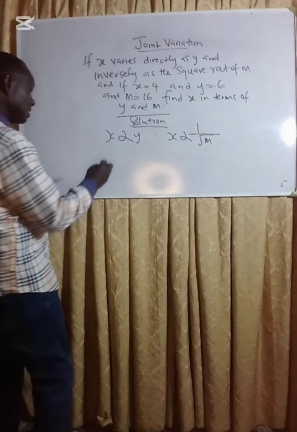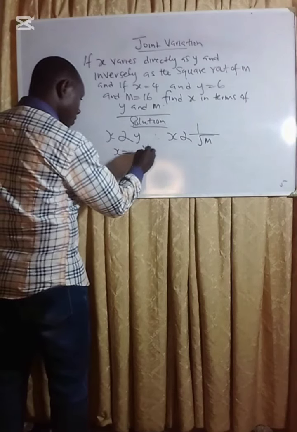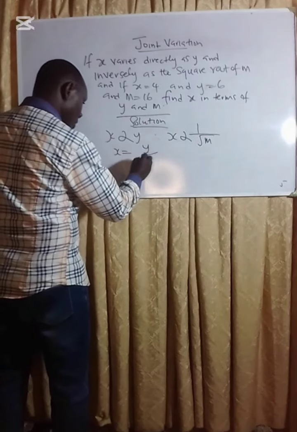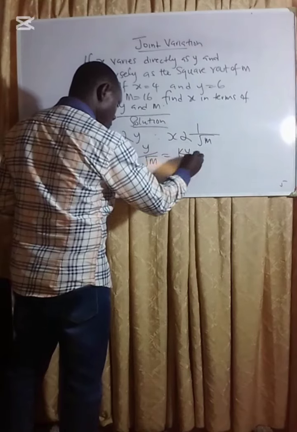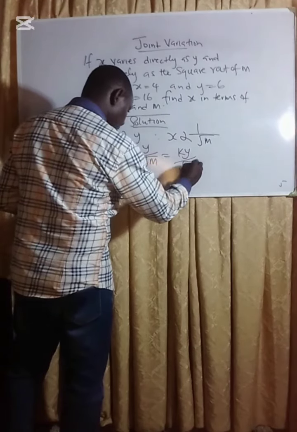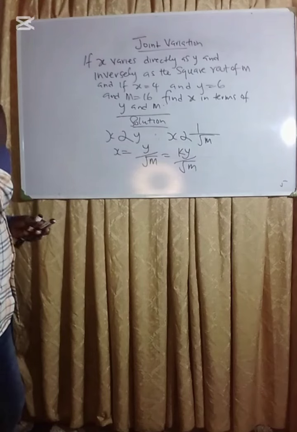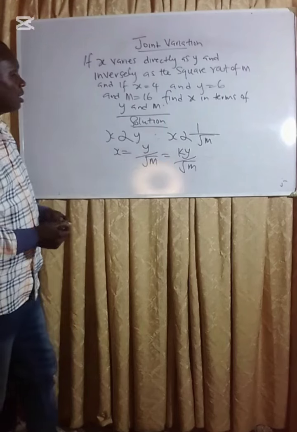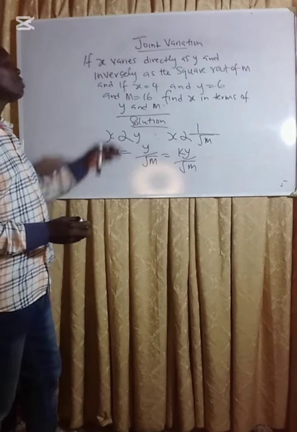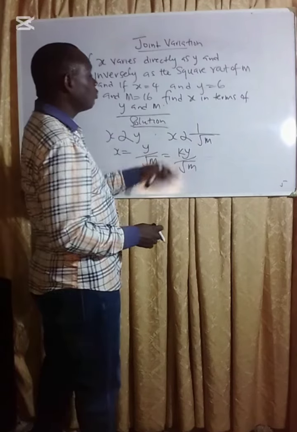variations, I can have something like this. x will be equal to y all over the square root of m, which is equal to ky all over the square root of m, where k is the constant of proportionality. Okay, k is the constant. So we need to now substitute the values so that we can get the value of k.